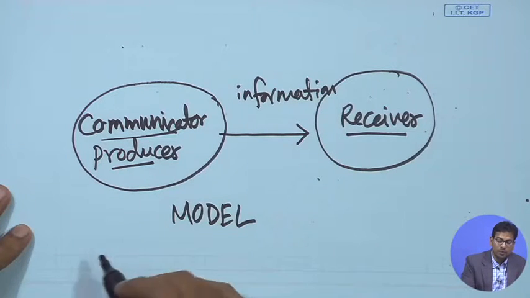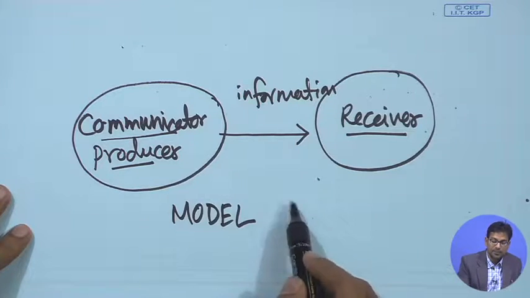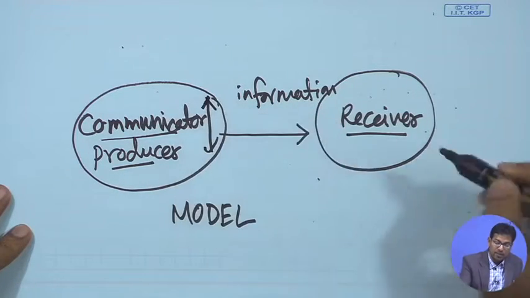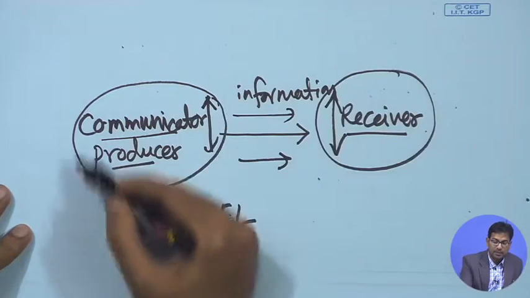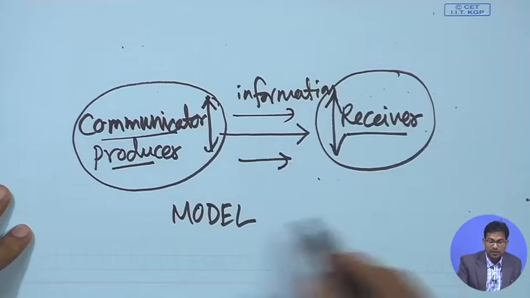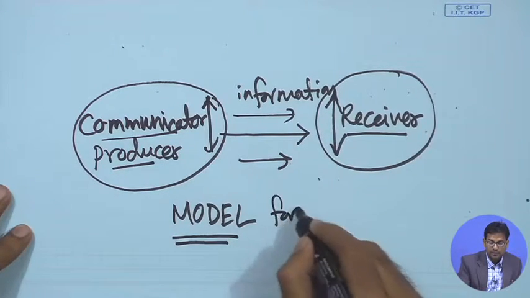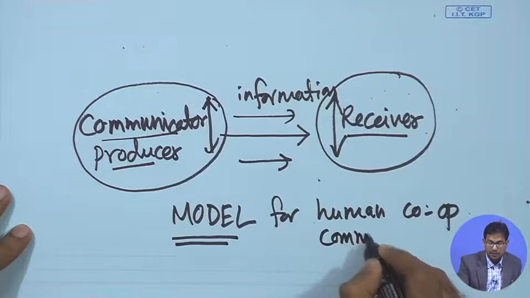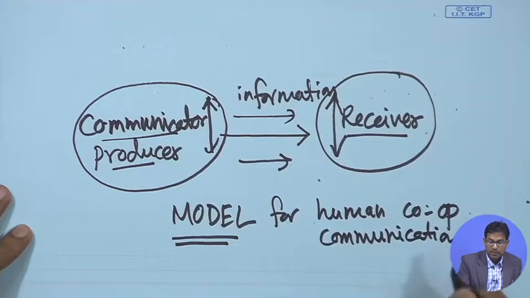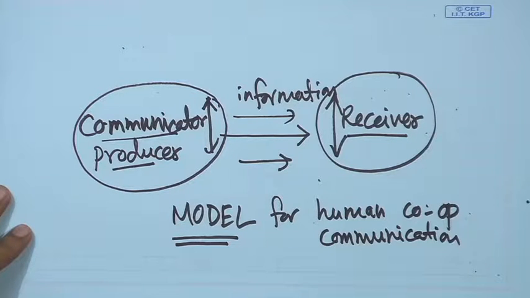Now, the model for cooperative communication actually relies on this very preliminary diagram and then details out more how this communication is happening, what is happening within the communicator, what is happening within the receiver, and what is happening across. So, basically when we are talking about this in total, we are getting a model for human cooperative communication. Remember this key aspect always, that whenever a human cooperative communication is taking place, it is taking place in terms of a communicator or a producer of that information and the receiver or the audience of that information.